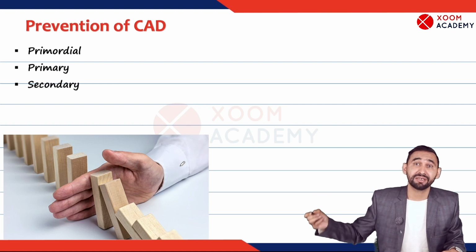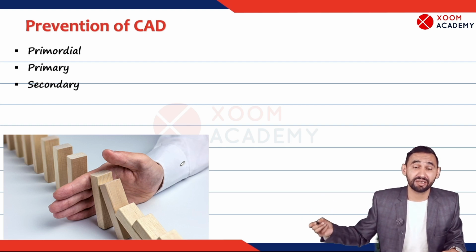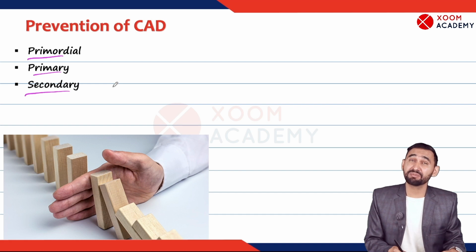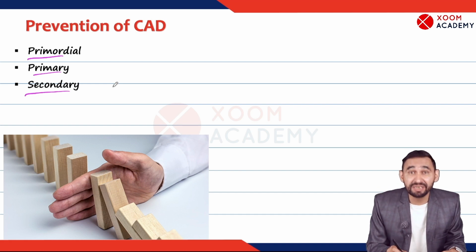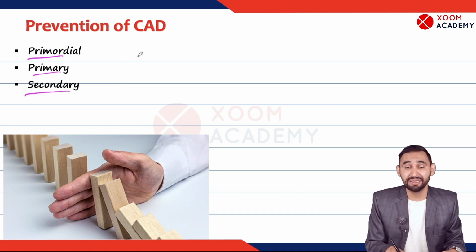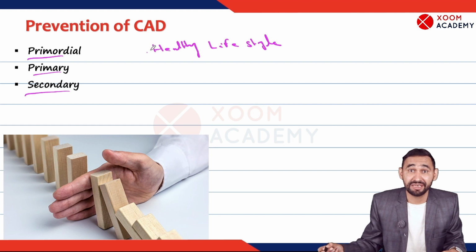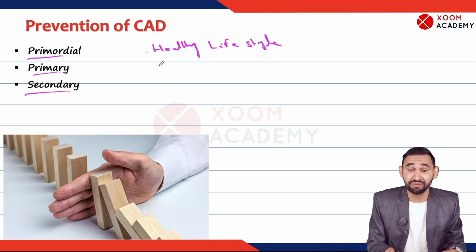How can we prevent cardiovascular diseases or coronary artery diseases? We can do primordial prevention, primary prevention and secondary prevention. What is primordial prevention? We must encourage individuals to adopt a healthy lifestyle. A healthy lifestyle is mandatory: balanced diet, physical activity. We need to educate them. So health education plays an important role.